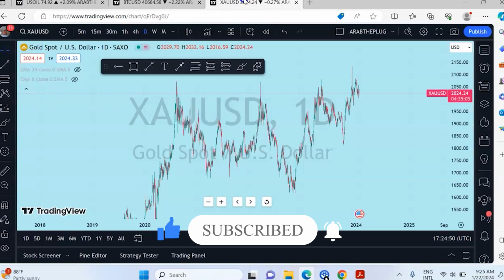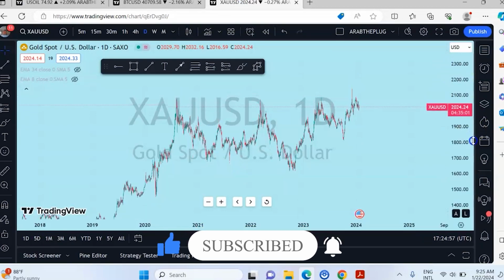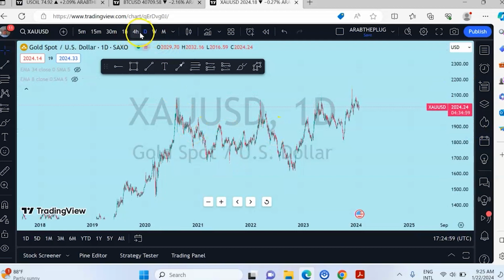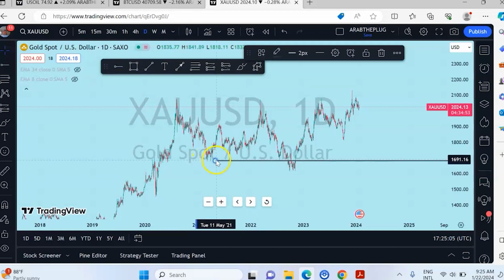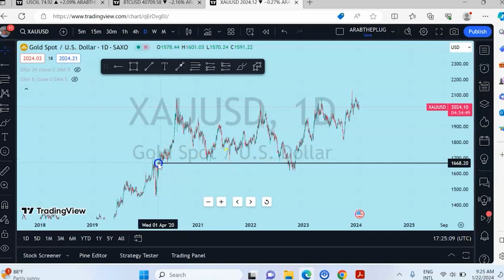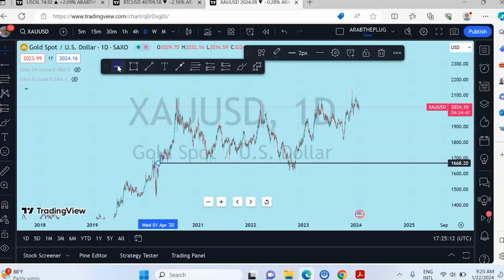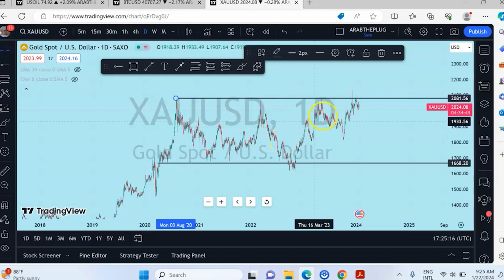Also, for the sake of forex traders, if you like to draw support and resistance for something like this, this is the daily time frame. You can just look at the lowest area, which is somewhere around this place. Somewhere around this place is an area. This is on a higher time frame, please note. Then you draw somewhere around here. This is on a higher time frame.